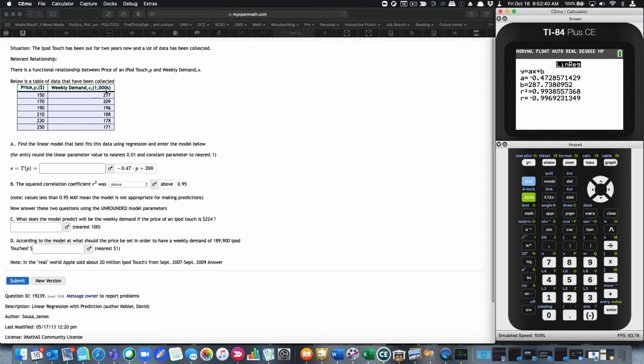One, this is in thousands. So this is really 217,000. This is 209,000. This is 196,000. This is 188,000, 178,000, 171,000. You need to read and understand what these numbers are.